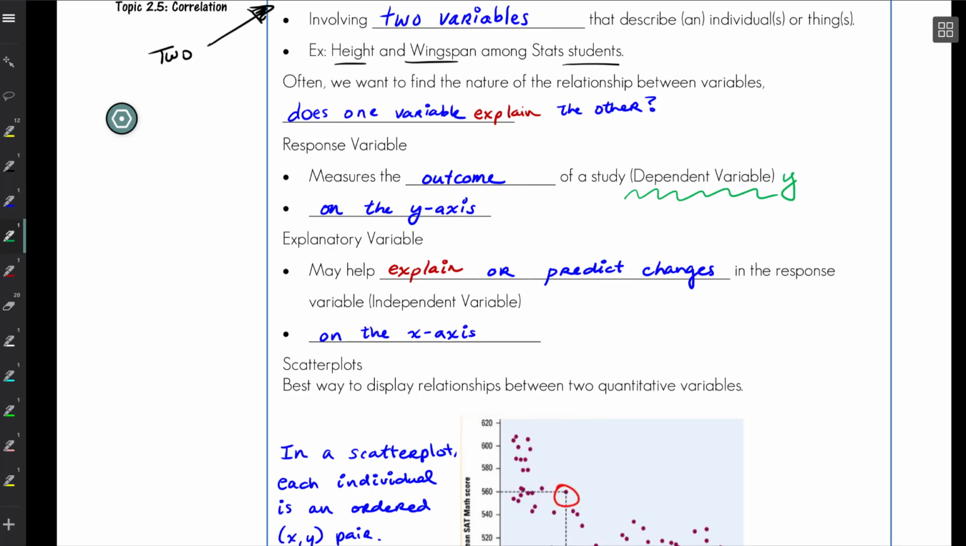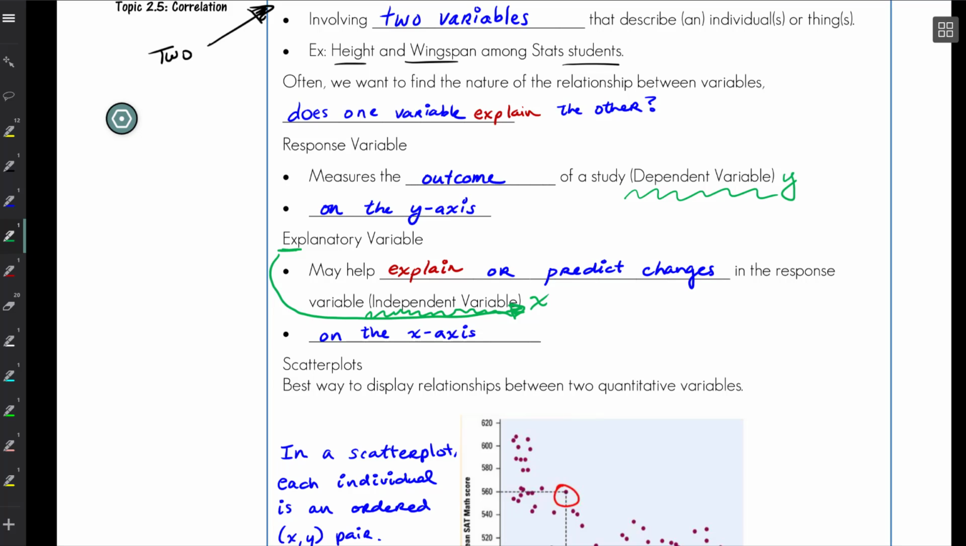Now, the explanatory variable is the thing that may help explain or predict changes in that response variable. And from algebra, we call that the independent variable. And we remember the independent variable is the thing we plugged in to find y. That was our x value. Okay? And the way that I can remember that is explanatory is the x variable. Okay? So your explanatory variable will always go on the x-axis.